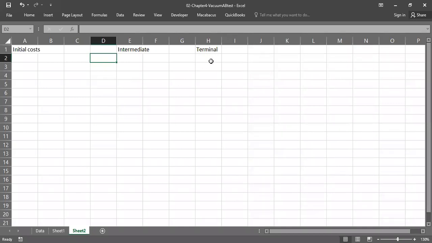The terminal period refers to the last year or the last period of the project or the investment. Any cash flows you generate or spend all fall in the terminal year or the terminal cost. Okay, that's the main difference between initial cost, intermediate, and terminal.